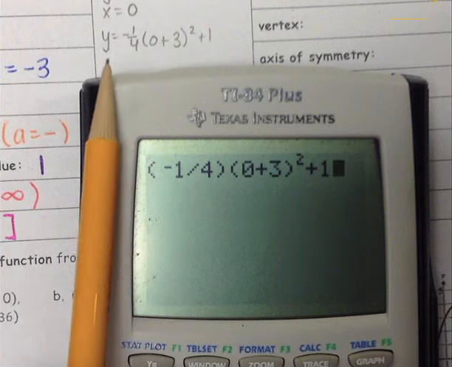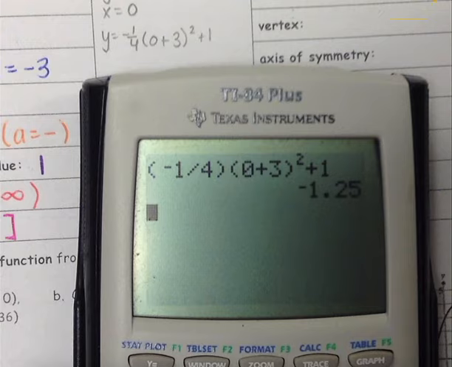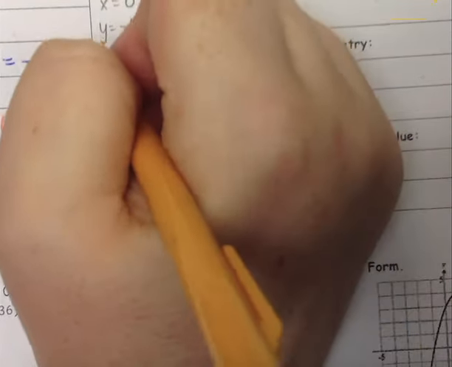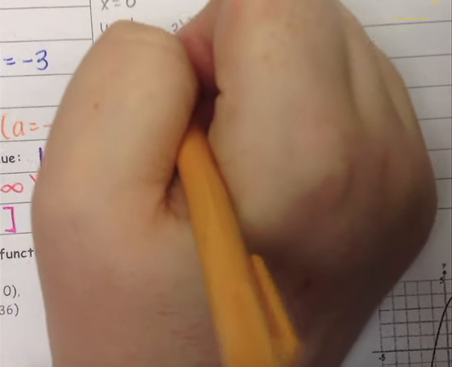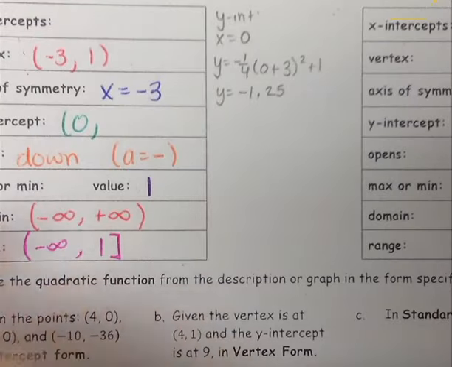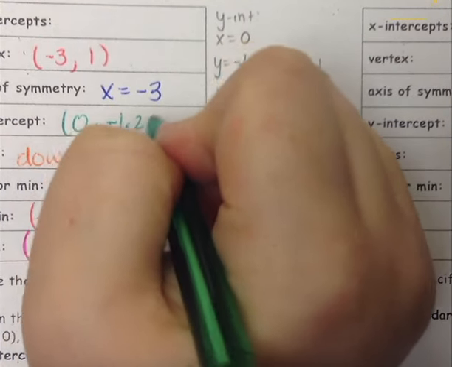I'm not graphing this. I'm actually evaluating it, so I'm going to put it into the home screen. I'm going to press enter. I get negative 1 and 25/100. So I have y equals negative 1 and 25/100, or negative 1 1/4. So my y-intercept is at 0, negative 1 and 25/100.